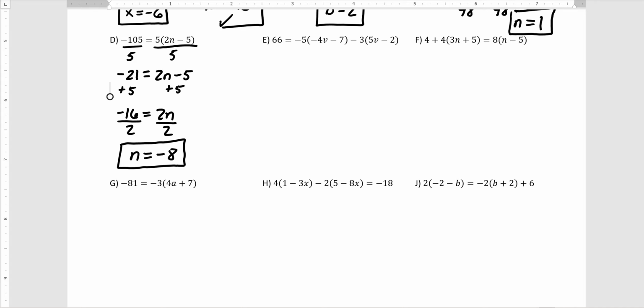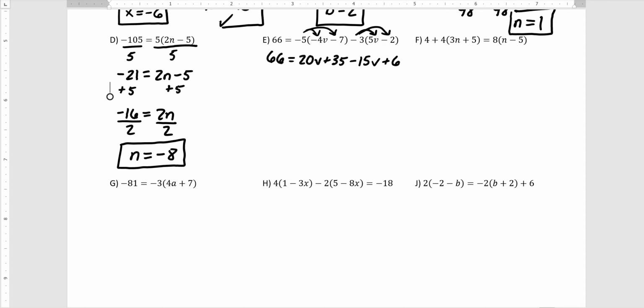Alright, now letter E, another one with multiple quantities inside these parentheses. So I can't divide by negative 5 and negative 3, so I'm going to have to just distribute this out, and we're going to have to multiply it all out here. So I have 66 equals negative 5 times negative 4v would be positive 20v. Negative 5 times negative 7 would be positive 35. Negative 3 times positive 5v would give me a negative 15v. And negative 3 times negative 2 would be positive 6.